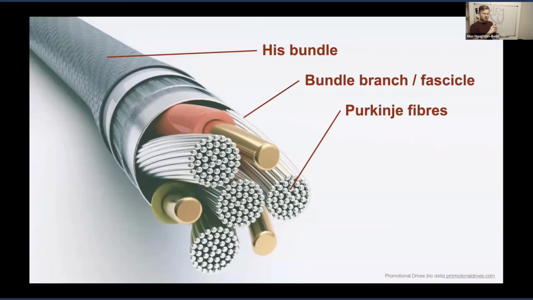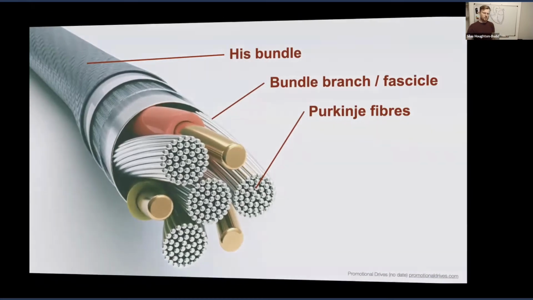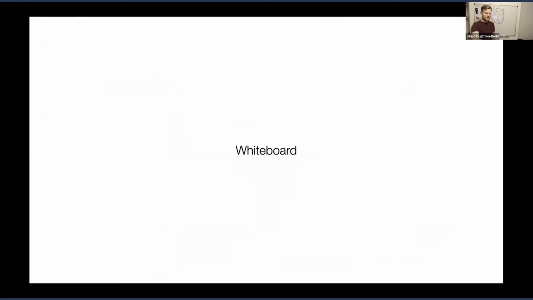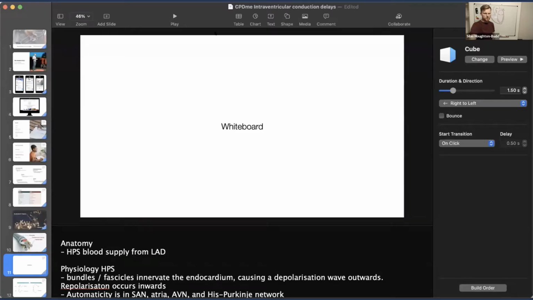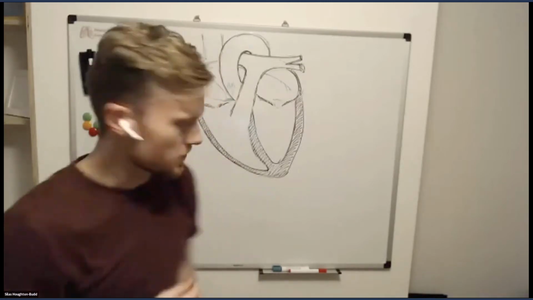The conduction system is a really controlled way of delivering electricity to all the points in the myocardium that we want it, rather than just blasting some electricity at the top and letting the cells do their own thing. And so if I stop sharing this, I'm going to do some drawing here.